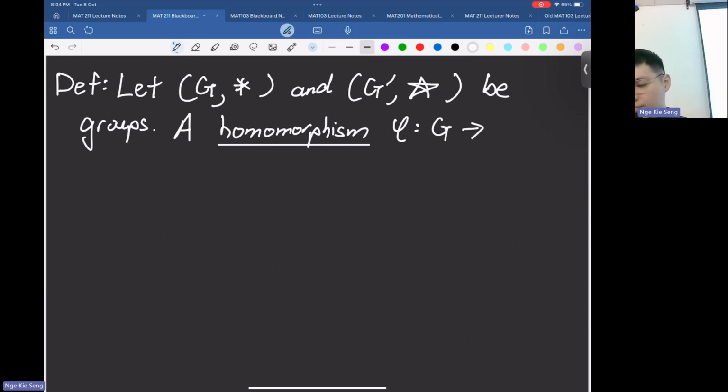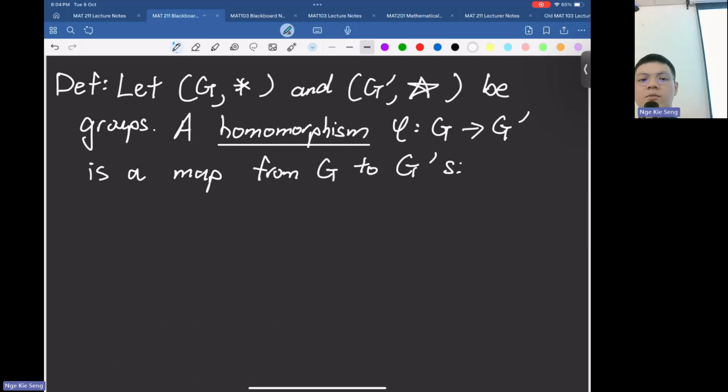A homomorphism is a map from G to G prime. Okay, it's a map of sets. In particular, you need to tell me where all the elements in the domain go in the codomain, such that it satisfies this very important property.